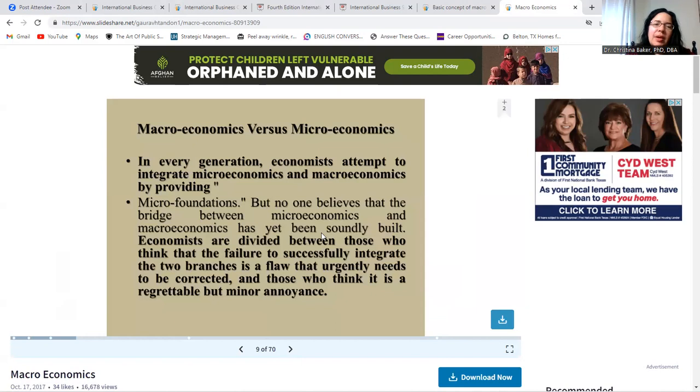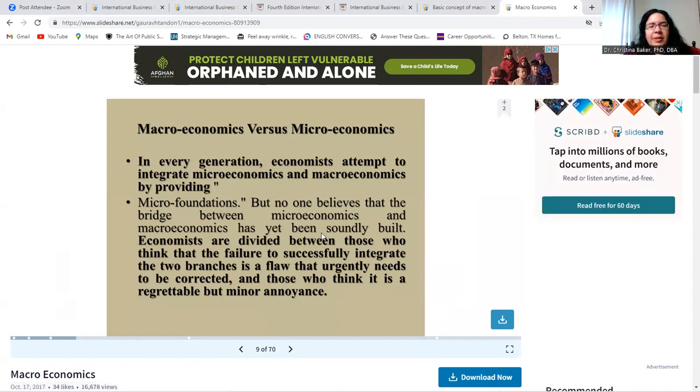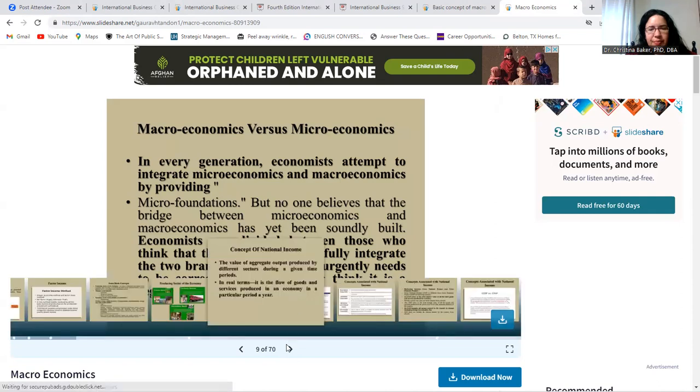Macroeconomics versus microeconomics. In general, every generation, economists attempt to integrate micro and macroeconomics by providing microfoundations, but no one believes the bridge between microeconomics and macroeconomics has yet been built. Economists are divided between those who think that the failure to integrate the two branches is a flaw that urgently needs to be corrected, and those who think it's a regrettable but minor annoyance.